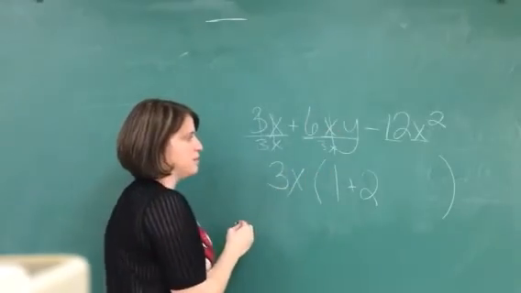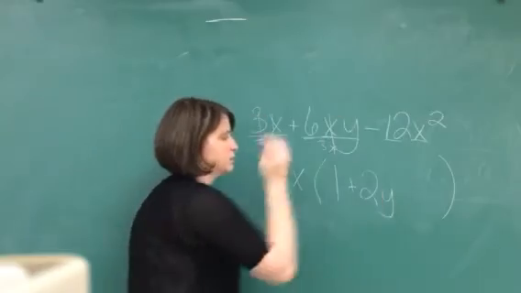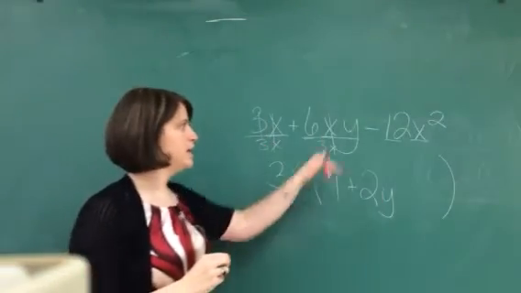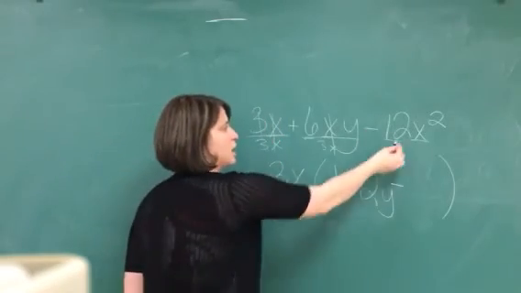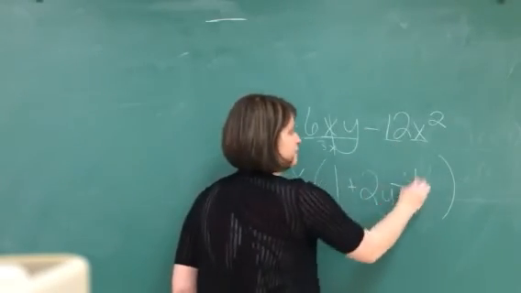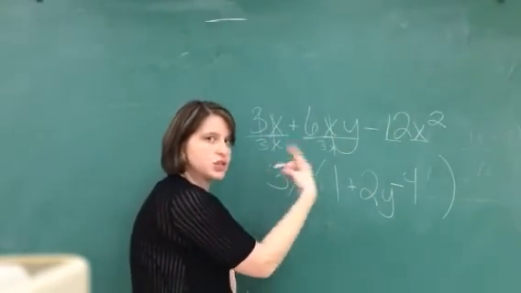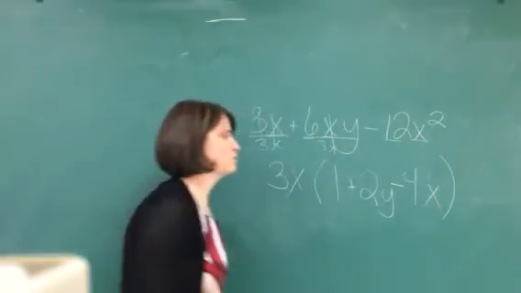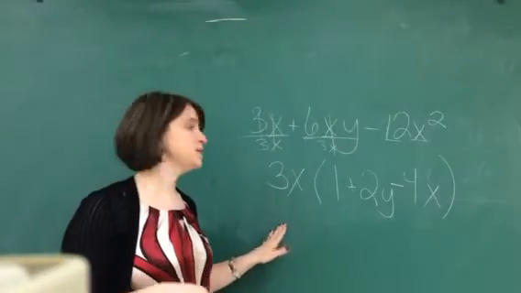I divided out the x. It was there, I divided it out, it's gone. And I still have a y here. So I have 2y left over in this term. In the last term, minus, I divided out a 3, so I have 4. I had x squared, I divided out one of the x's, so I only have 1x left. So this is the factored form, and we can double check ourselves.